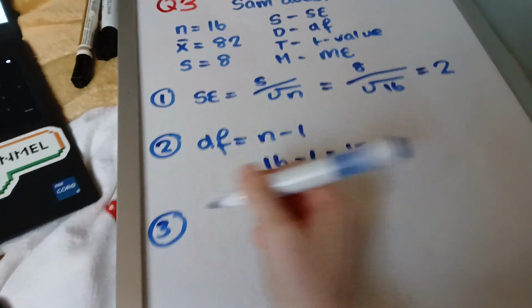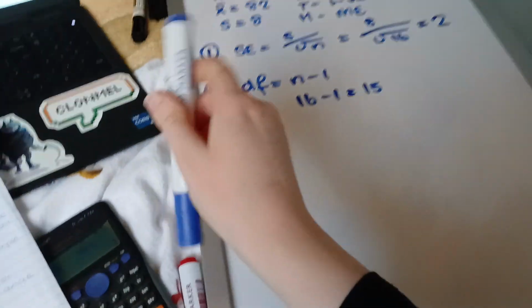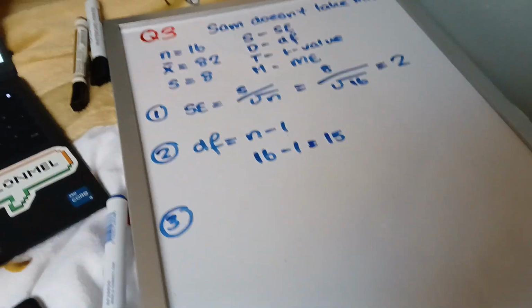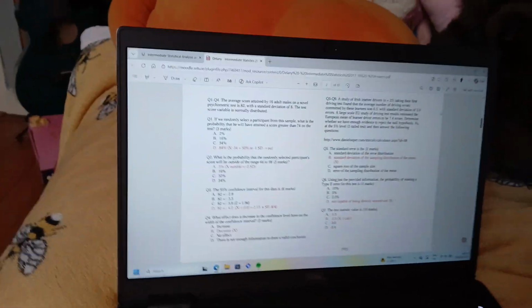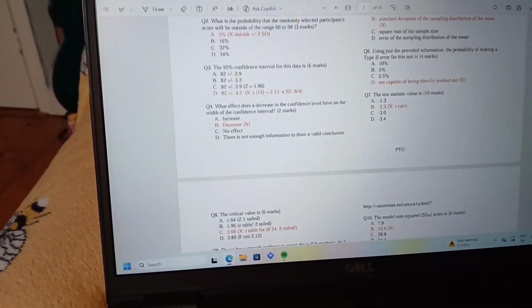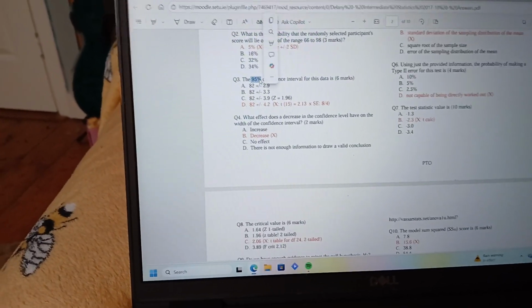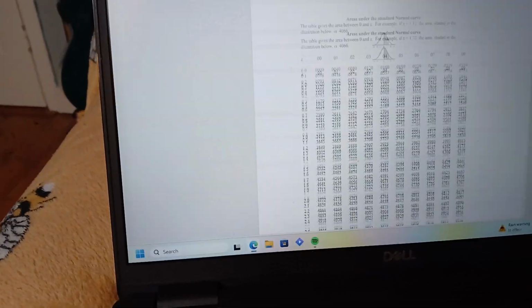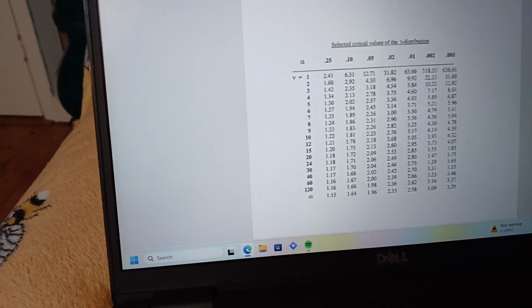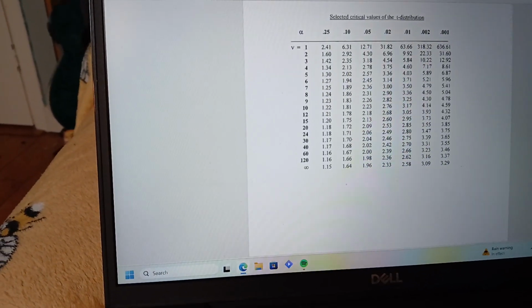So that's step 3. To find the t-value, we need to go to the graph on the exam paper. So the graph that you need is just down here. The question is obviously asking for the confidence interval. We know that it's 95% confidence, so that leaves us with 5%. So we need to remember that. So we need to go down to this one here.